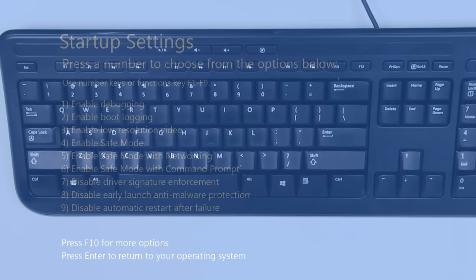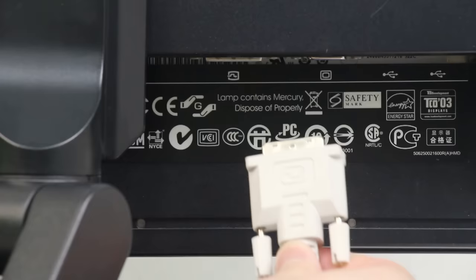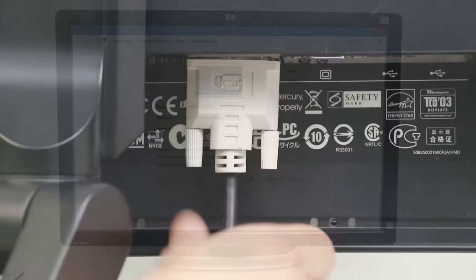Press the 3 or F3 key to enable low-resolution video. Wait until Windows opens. Connect the original monitor. Change the display resolution to match the default setting for the monitor.